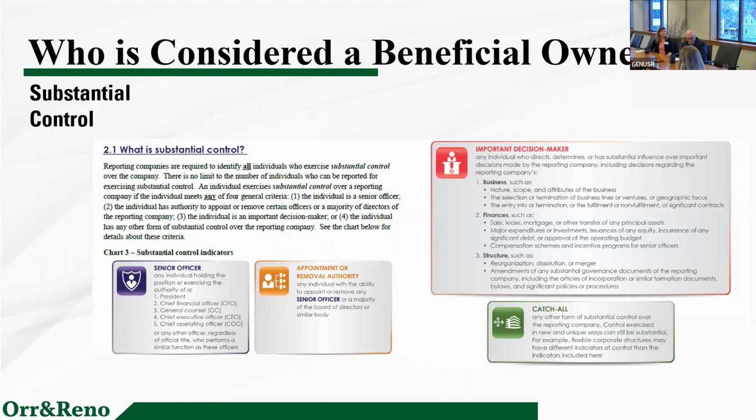I would say the most vague thing here are important decision makers. So this is capturing people who have substantial influence over important decisions, including things like the nature, scope, and attributes of the business, like whatever that means. Like I couldn't tell you right now what that, selection or termination of business lines or geographic focus, entry into or termination or fulfillment of significant contracts, like that could cover a lot of things.